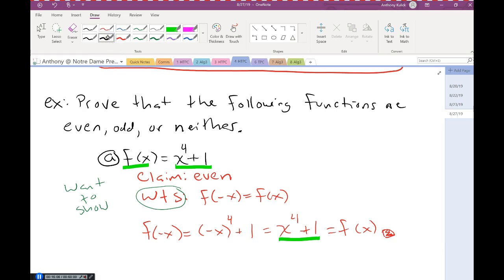That little shaded box at the end of my proof is just an indicator to the reader that the proof is now finished. I claimed that it was even. To show it was even, I need to show that f of negative x equals f of x. And below I did just that. So I'm done. Everybody happy there? Let's do another.